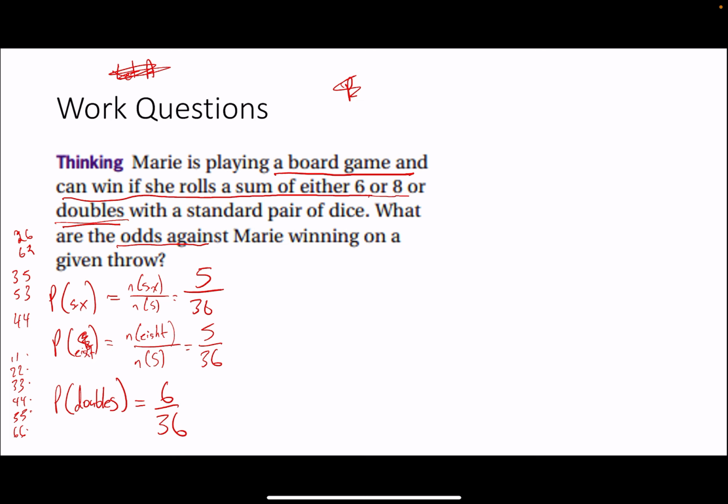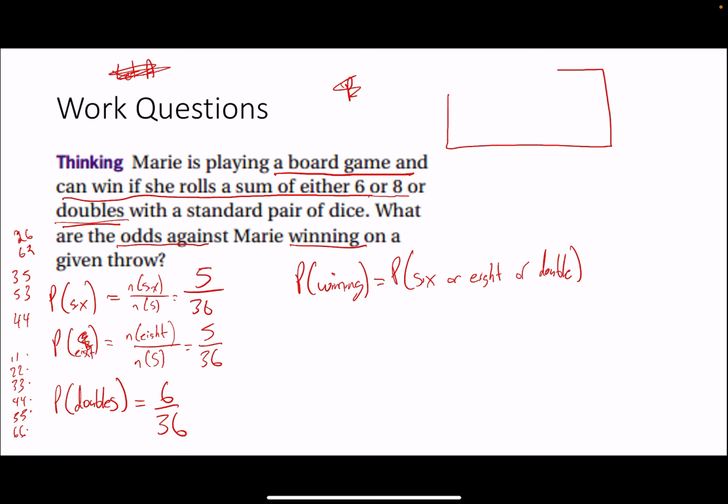What are the odds against? Okay, forget about odds against. What's the probability of winning? Well, that's equal to the probability of 6 or 8 or double. Okay, so do we have any mutually exclusive, well, or inclusive events?